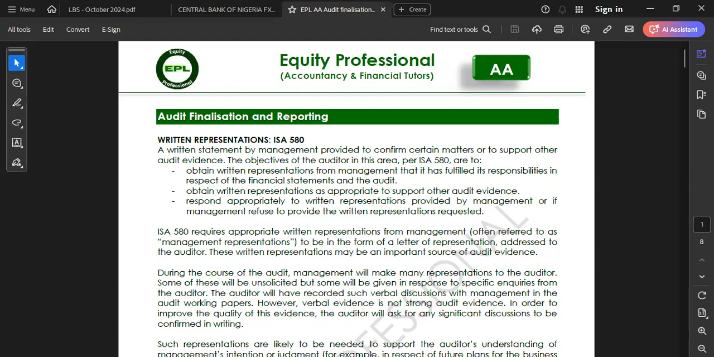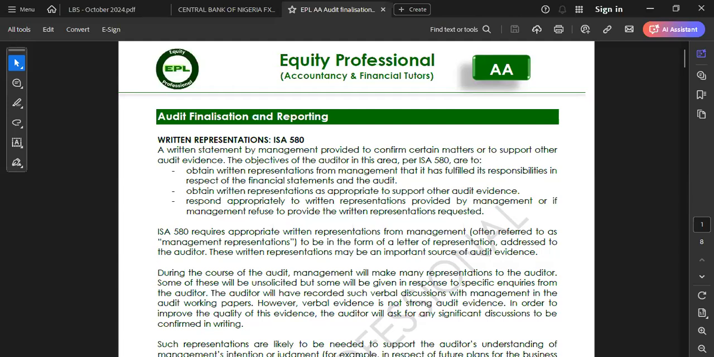So the auditor needs to get documented evidence where management will say, we know that it is our responsibility to prepare the financial statements and we have done so. So they will commit themselves by giving the auditor a written statement that they are responsible for the financial statements. So ISA 580 is saying that this is the key number one objective of written representation.